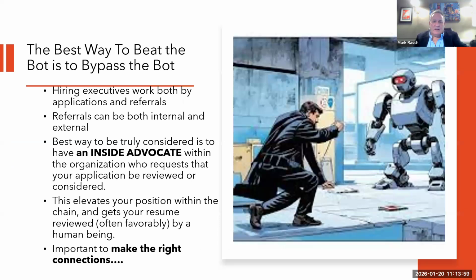Bypass the bot entirely. This is the best and most effective way to beat the bot. If a computer is reading your resume, you've already lost half the battle. The best way to beat the bot is to bypass the bot entirely. Because hiring managers work two ways. One, applications, people who apply.